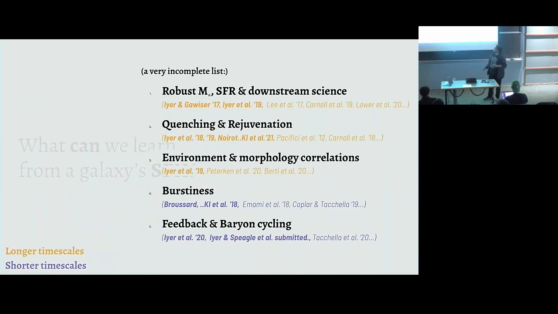You can talk about timescales of quenching and rejuvenation, these once in a lifetime or a few times in a lifetime events. Or you can talk about burstiness, or short timescale stochasticity that happens due to supernova feedback and the like. You can maybe connect that to feedback and baryon cycling, and you can talk about the correlation between galaxy structure or galaxy environment and how it forms stars over time, right? There's definitely more, but come talk to me.